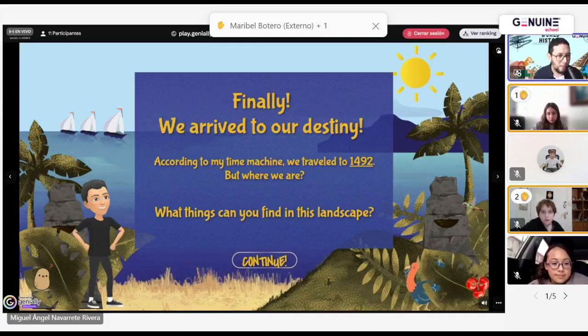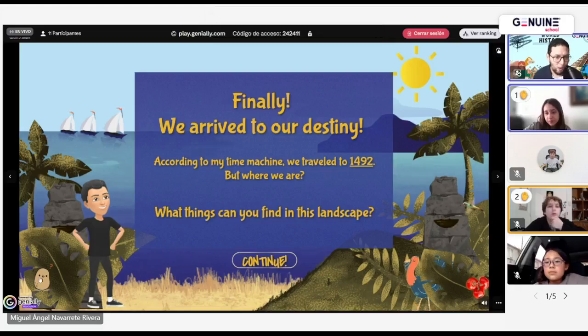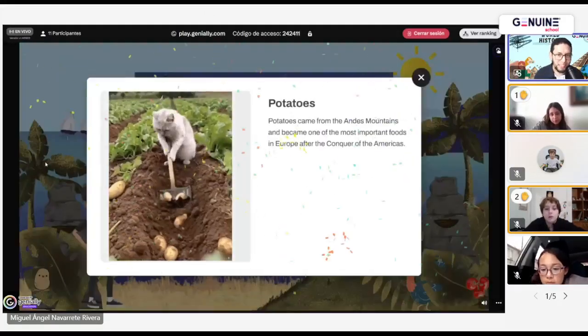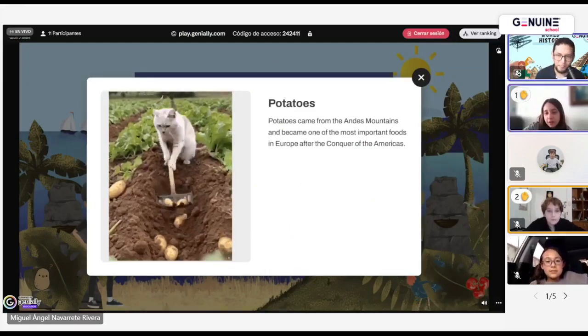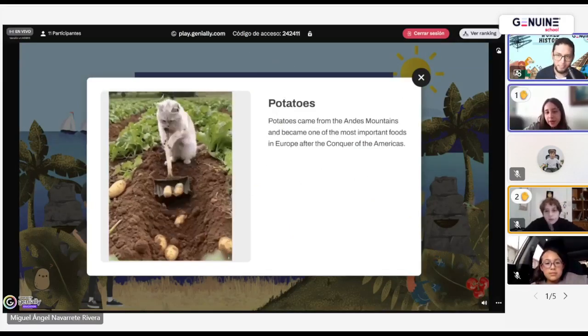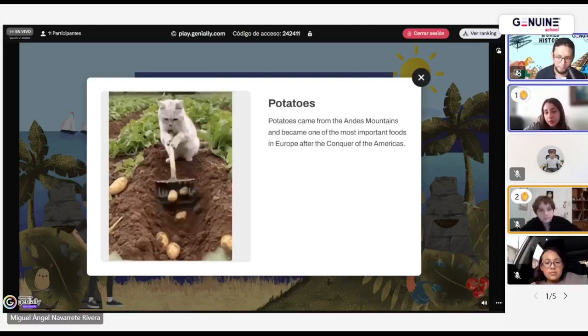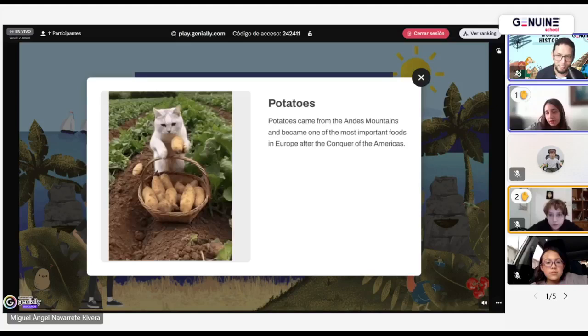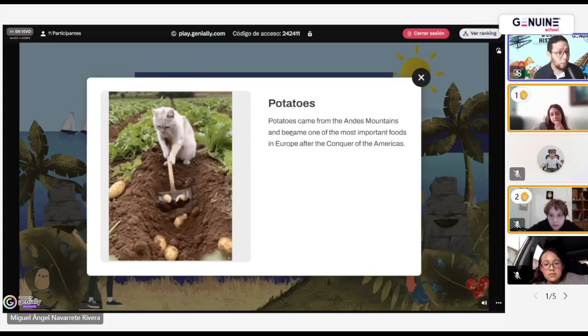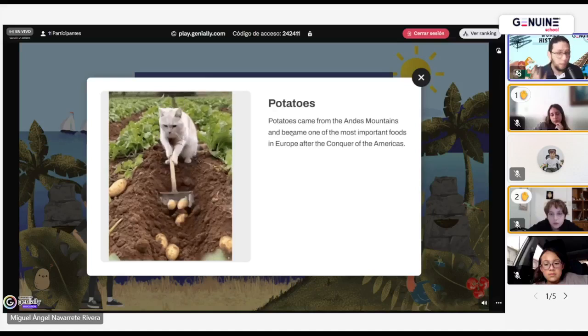Okay, so we have Maribel. What did you find? I found potatoes. The potato. Cool. Yeah, it was really, really hidden. Would you like to read this paragraph, Maribel? Potatoes come from the Andes Mountains and became one of the most important foods in Europe after the conquest of the Americas. Okay, amazing, guys. So it says that the potatoes were native crops from the Americas.